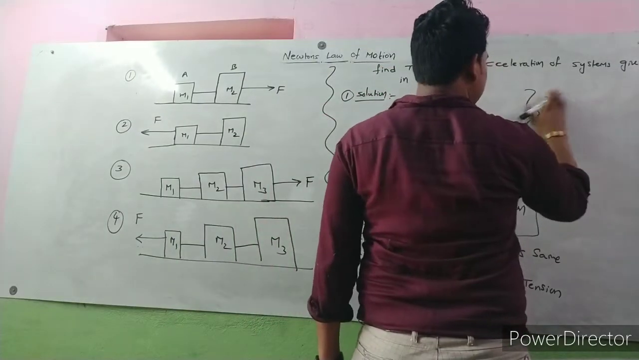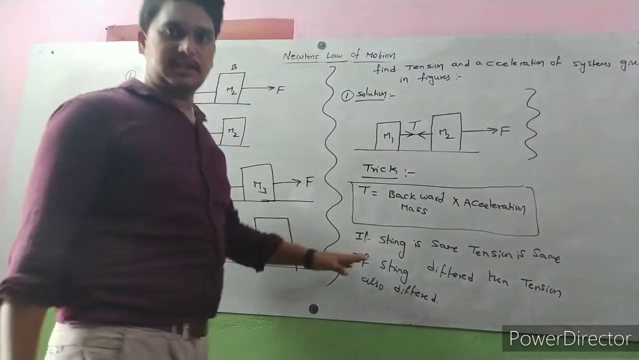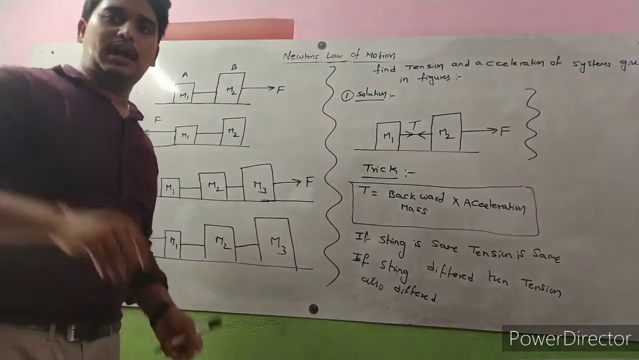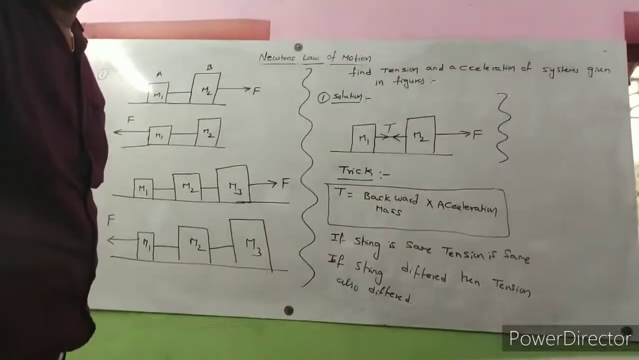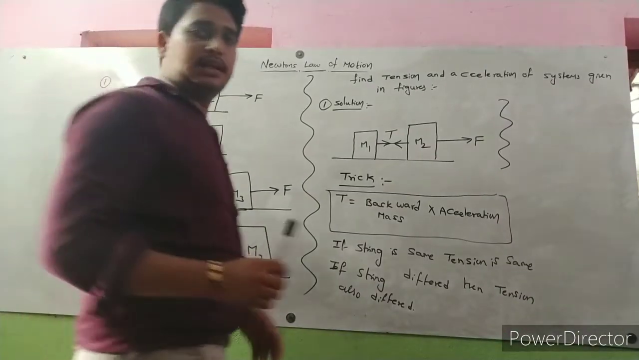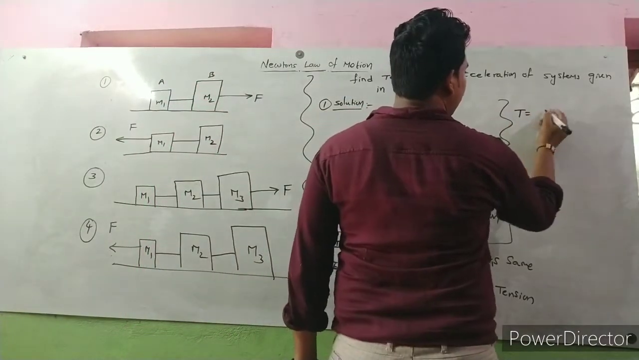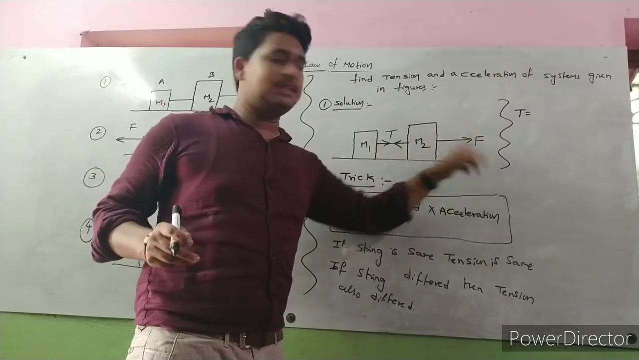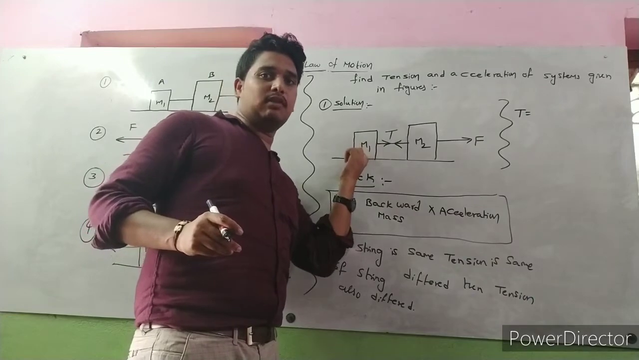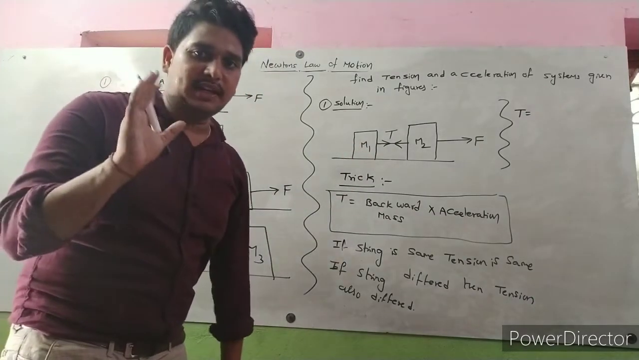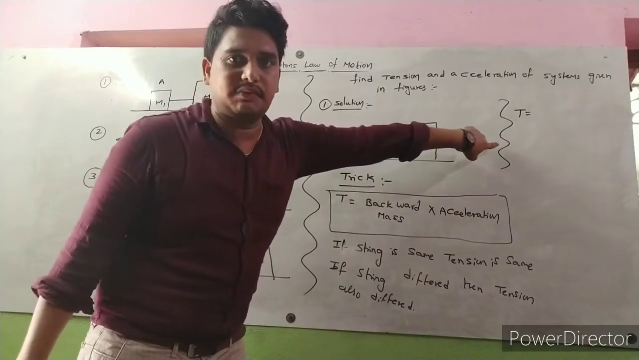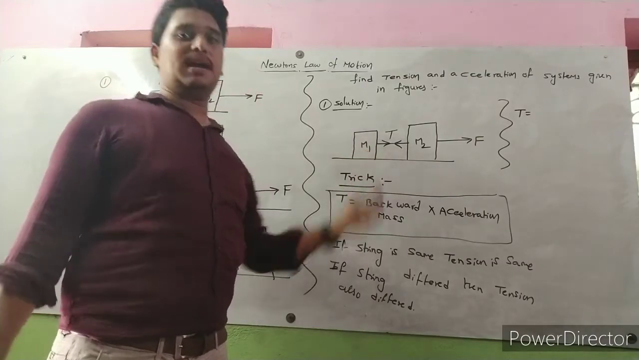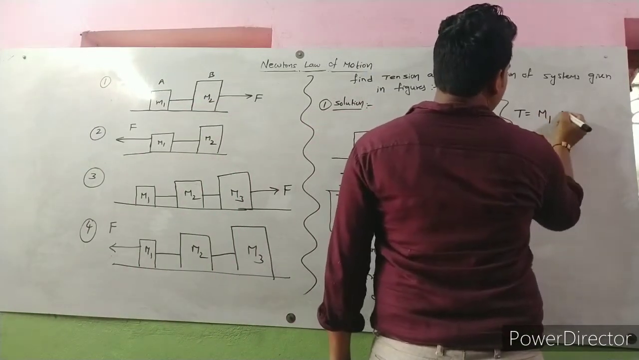Tension T is equal to, note down this, the trick: backward mass into acceleration. Backward mass into acceleration. So how to find this? Just apply tension T is equal to backward mass. What is backward mass? Here force is applied in this direction. The applied force direction is very important. Force applied in this direction means the backward mass is M1. M1 is the backward mass here.